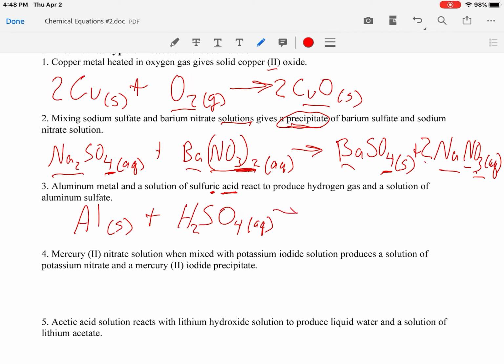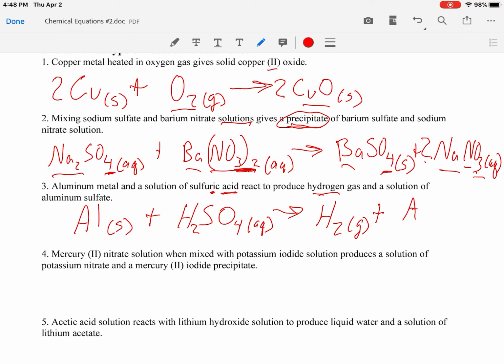And remember, acids are always going to be solutions, even if it doesn't say solution, which it does this time. Even if it doesn't say solution, if it says acid, it's going to be a solution. So that's going to react together to produce hydrogen gas. Hydrogen again is one of those Brinkelhoffs, one of the 7 diatomics. And so it's H2, and a solution of aluminum sulfate.